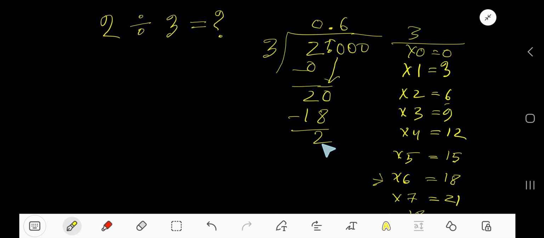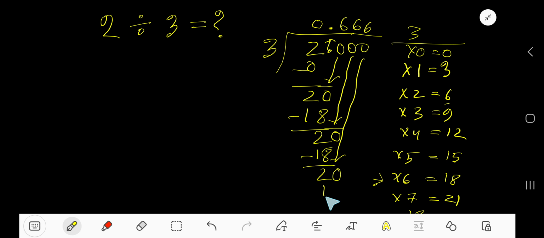This is the right procedure. Now to continue this process, bring down the next 0. So 3 goes into 20 again 6 times. 6 times 3 is 18. Subtract, and we get 2. Bring down the 0. 3 goes into 20 six times. 6 times 3 is 18. Subtract, and we get 2.